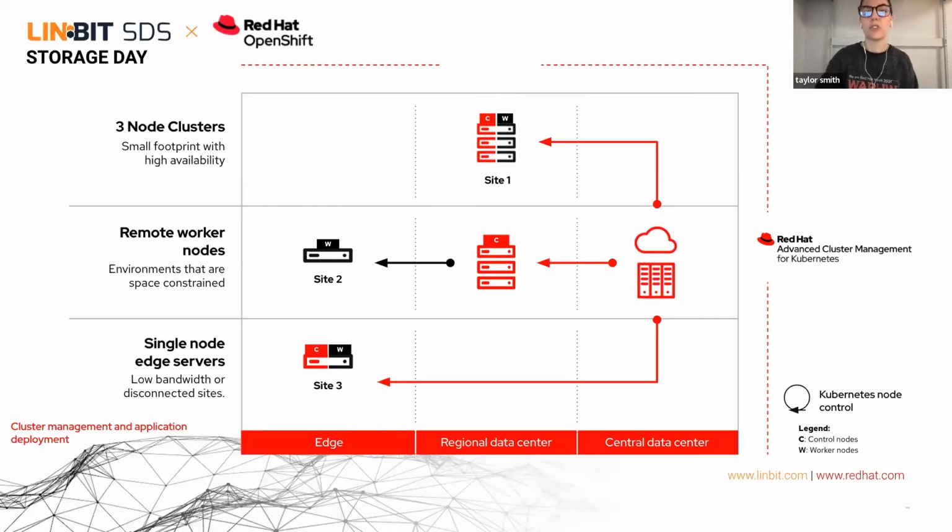The single node offering joins the previously announced 3-node cluster and remote worker nodes. So 3-node clusters are for sites that require high availability, but that need smaller 3-node footprints. The remote worker nodes are where only the worker nodes are in smaller edge locations, while the controller nodes are in larger sites like regional data centers.